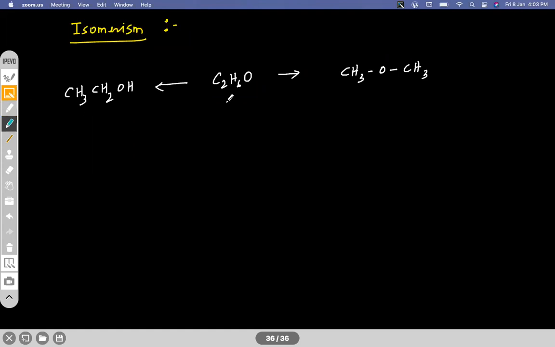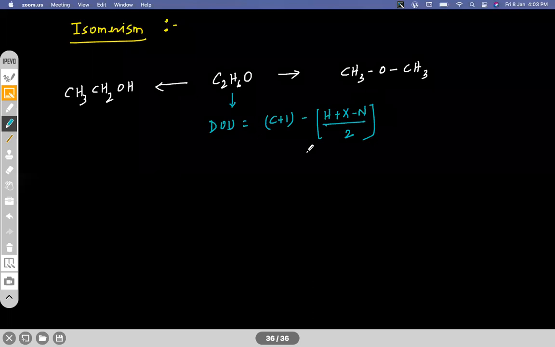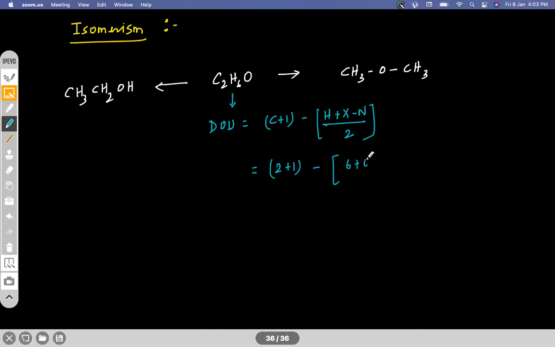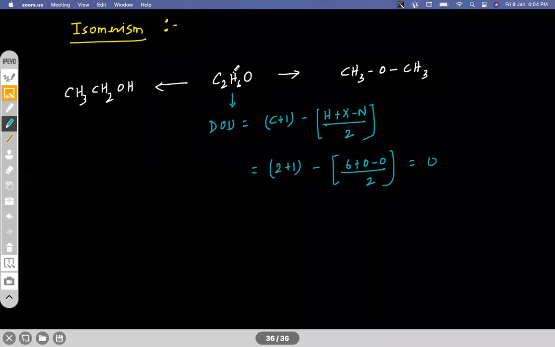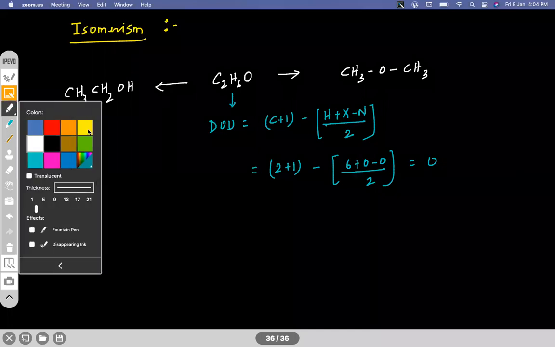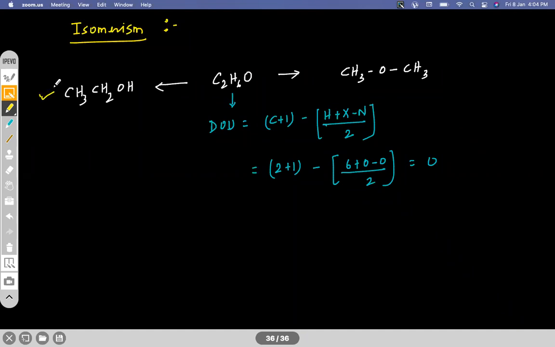Why? Because of the degree of unsaturation, if you count for this one. DOU, degree of unsaturation, if you remember, is C plus 1, minus H plus X minus N, divided by 2. You've done this in the first chapter. C plus 1, carbon atoms we have 2, so 2 plus 1, minus H which is 6. There's no halogen, there's no nitrogen, divided by 2. When you solve this, you get 0. So the degree of unsaturation is 0, that means for this molecule we do not have any double bond or ring structure possible. And hence, we can draw these two possible structures. One structure is this, the other one is this.